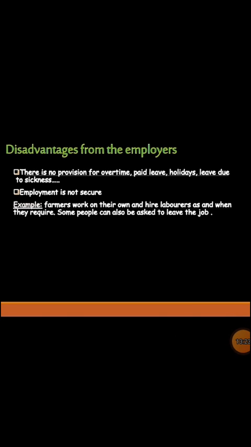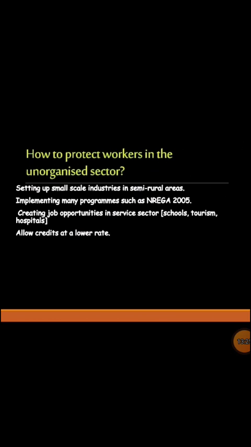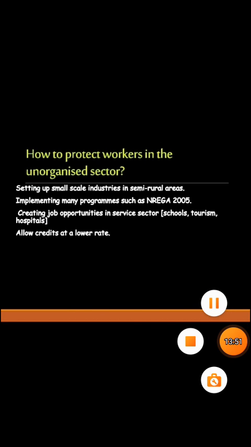Now, another question arises: how to protect the workers in the unorganized sector? This can be done by setting up small scale industries in semi-rural areas, implementation of many programs such as NREGA 2005, creating job opportunities in the service sector like schools, tourism, hospitals, and allowing credits at lower rate of interest to the farmers.